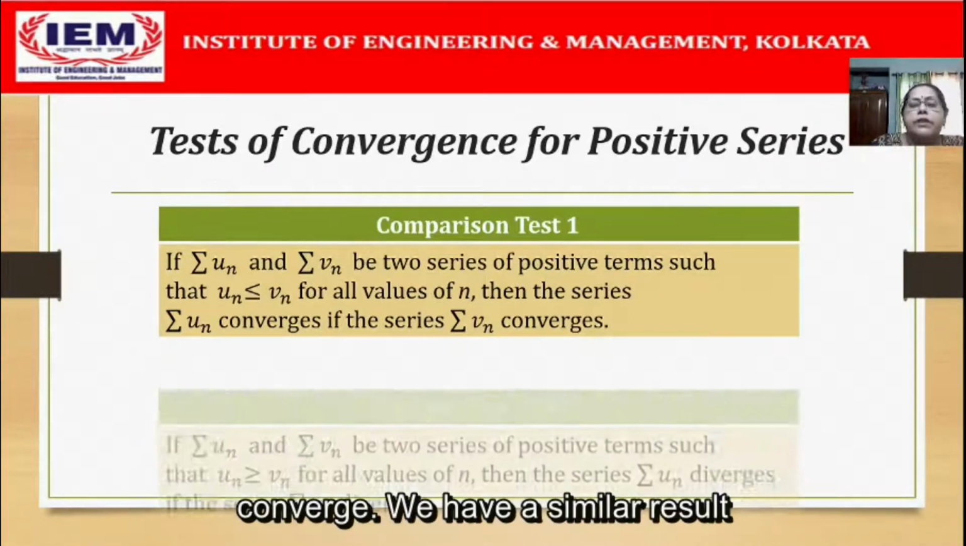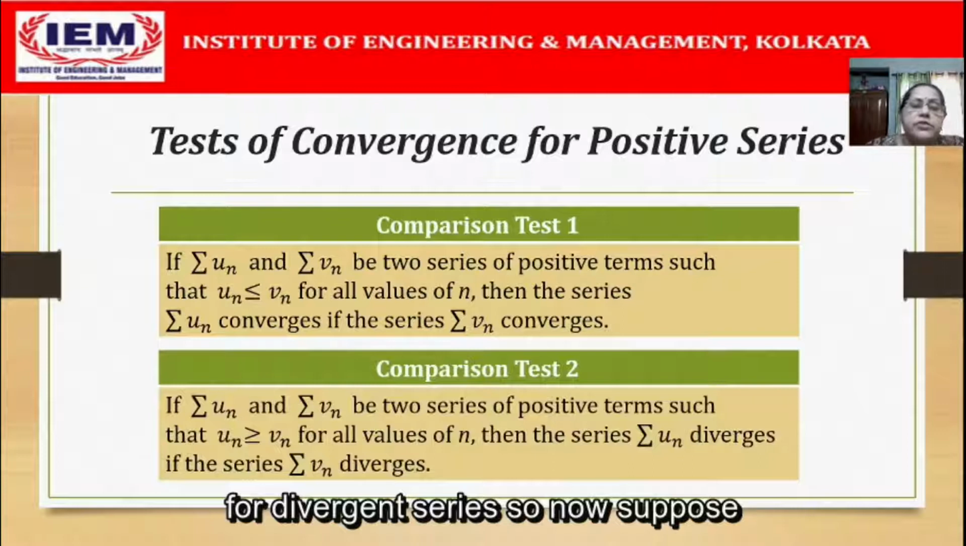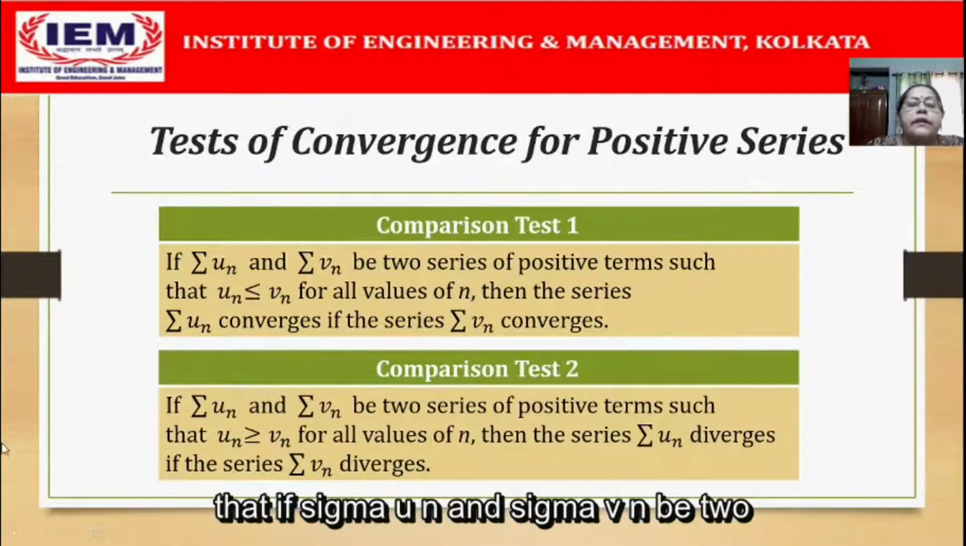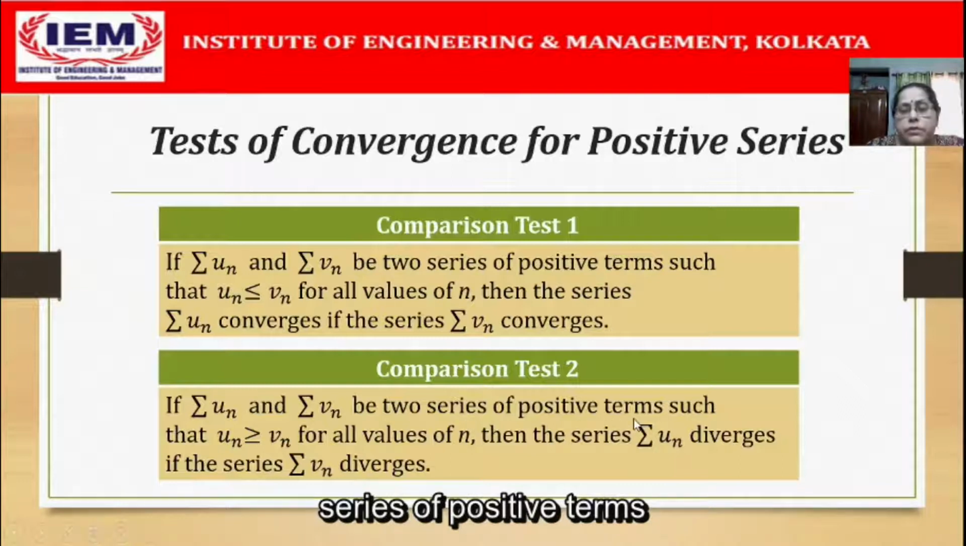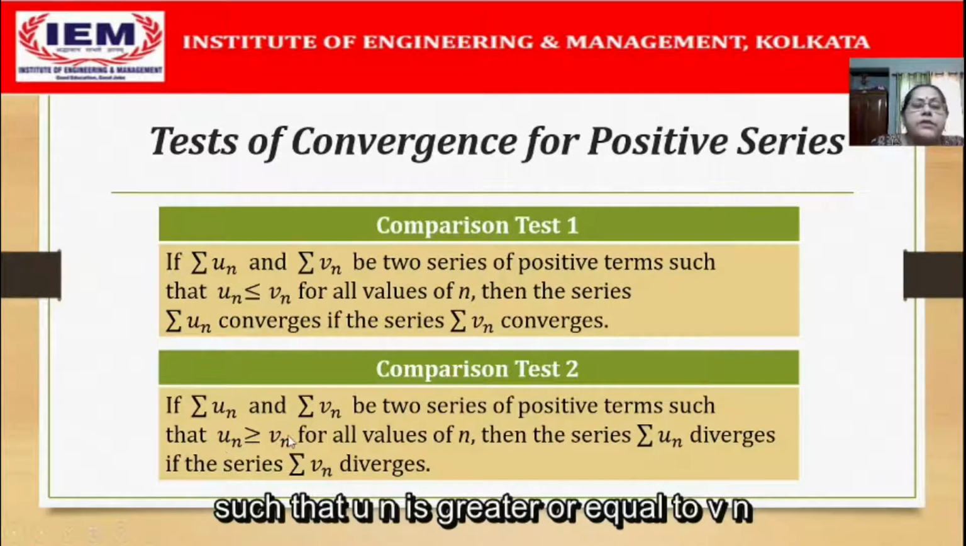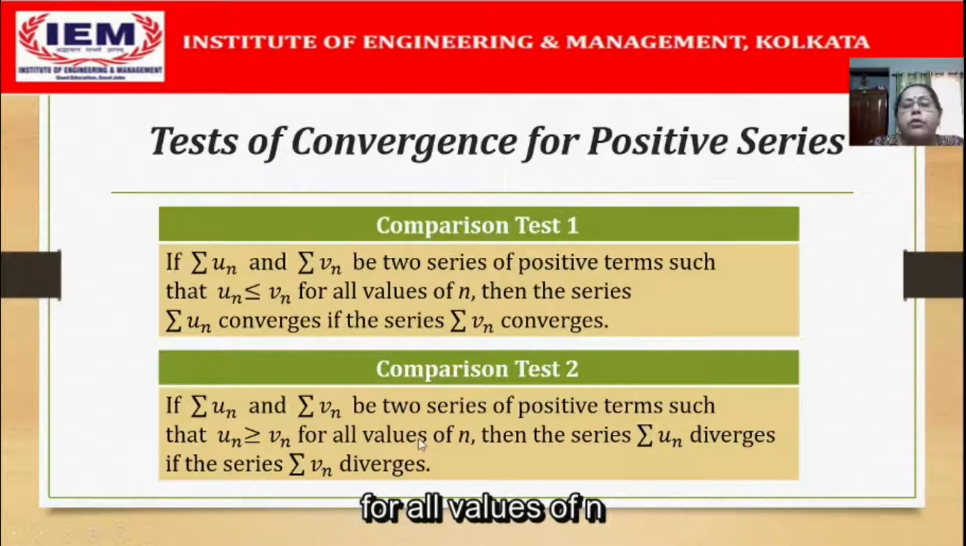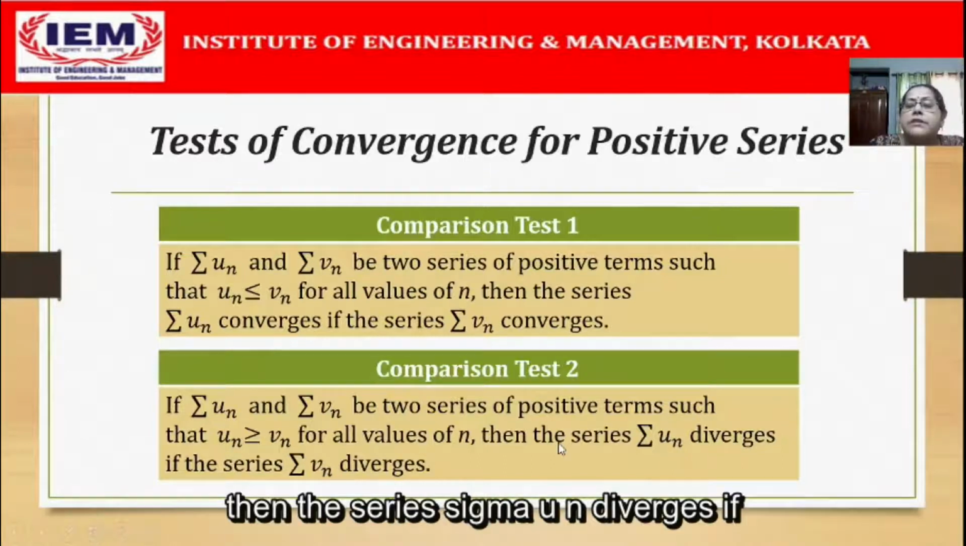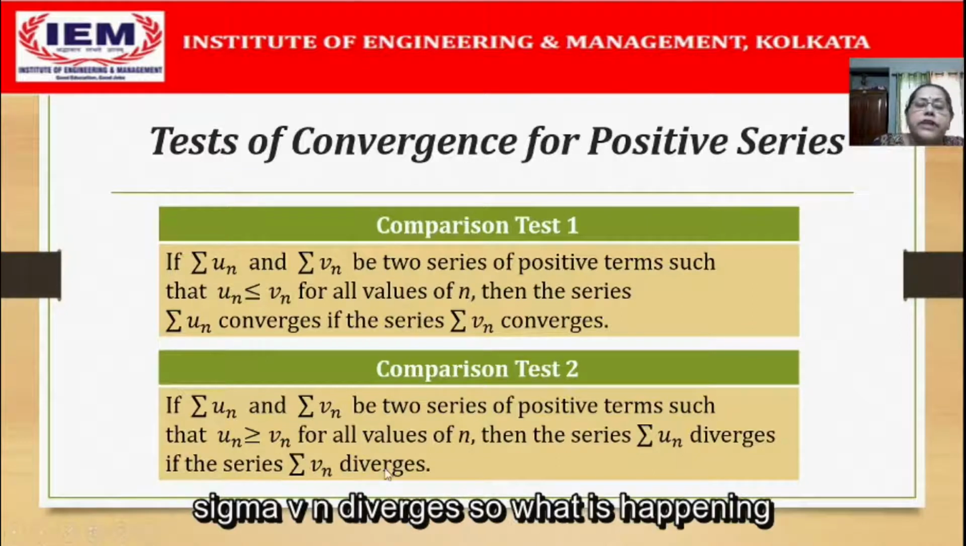We have a similar result for divergent series. So now suppose sigma un and sigma vn are two series of positive terms such that un is greater than or equal to vn for all values of n, then the series sigma un diverges if the series sigma vn diverges. So what is happening over here?